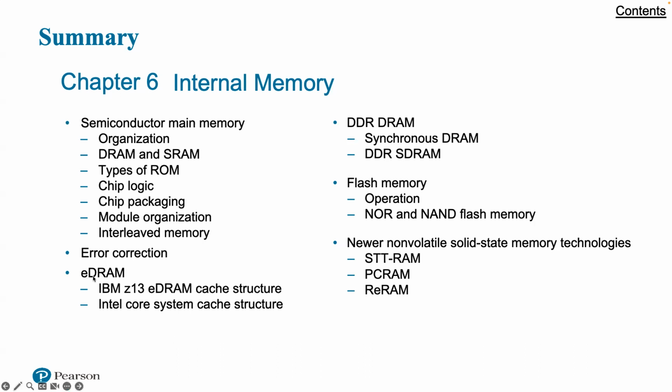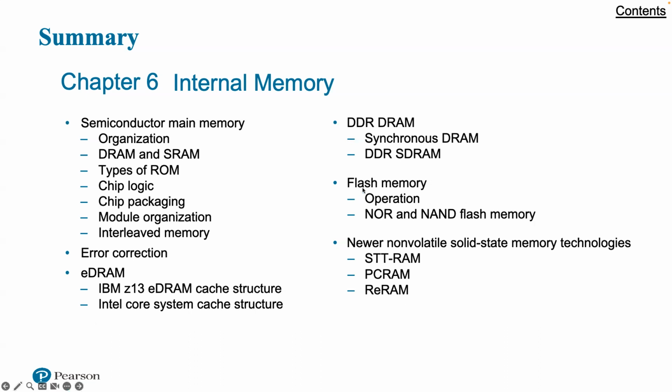There's a topic called EDRAM, and you'll understand what that means as we get through this lecture. As we've done several times, we'll talk about the IBM perspective and the Intel perspective on how they do caching. We did mention caching before, and we'll get a lot more in depth and understanding about that. We'll talk about a type of DRAM, dynamic random access memory. And so DDR DRAM, and we'll talk about synchronous DRAM and then DDR SDRAM. That will be an important type of memory that's used a lot.